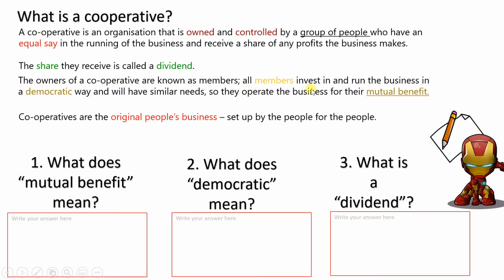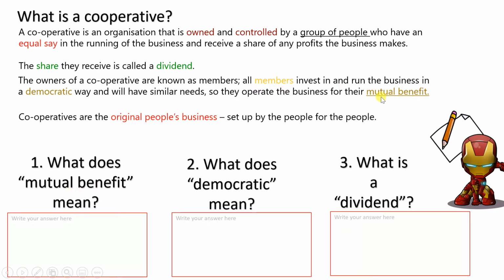All members invest in and run the business in a democratic way and will have similar needs, so they operate the business for their mutual benefit. Cooperatives are the original people's business, set up by the people for the people. Question 1. What does mutual benefit mean?